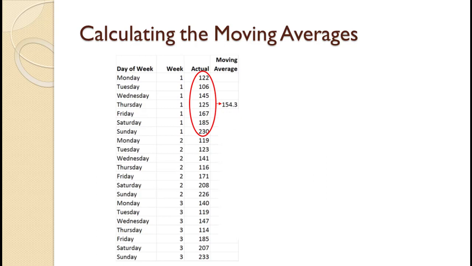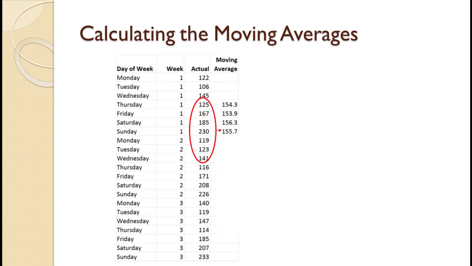122 plus 106 plus 145 plus 125 plus 167 plus 185 plus 230 divided by 7 equals 154.3. Note that we will be using one decimal point with all the moving averages. It would not hurt to include more, but there's no real value in having more. 106 plus 145 plus 125 plus 167 plus 185 plus 230 plus 119 divided by 7 equals 153.9. 145 plus 125 plus 167 plus 185 plus 230 plus 119 plus 123 divided by 7 equals 156.3.